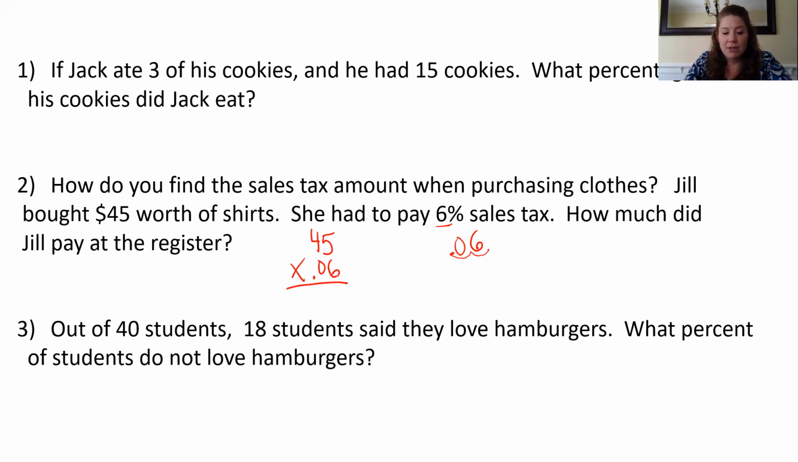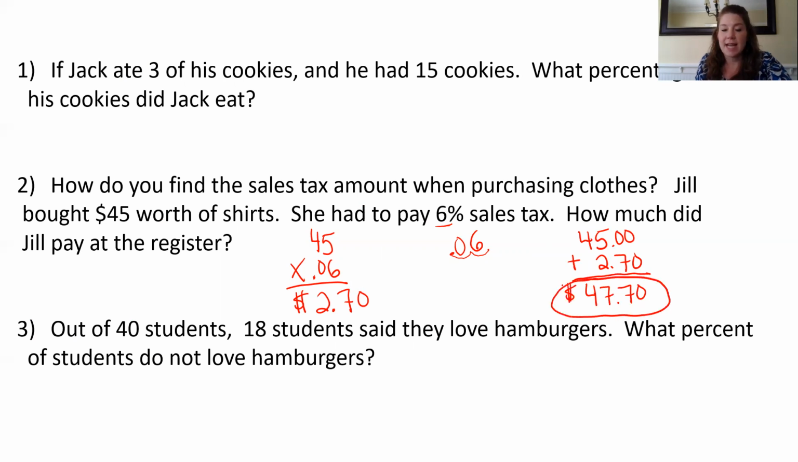So I'm using my calculator. 45 times 0.06 is $2.70. Now the question is, how much does she pay at the register? Well, she has to pay for the shirts, which are $45, plus she has to pay $2.70 sales tax. It's still a great habit to line up those decimals, but I can just put that right in my calculator. And I know that she paid $47.70 at the register for her shirts, including sales tax.